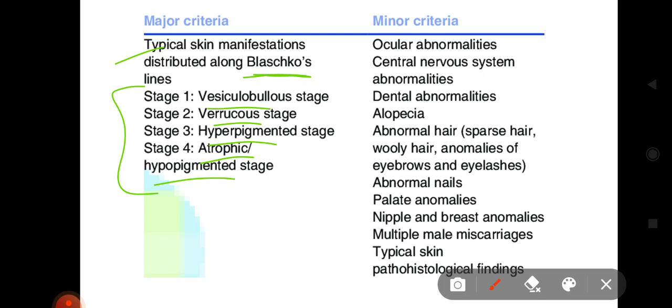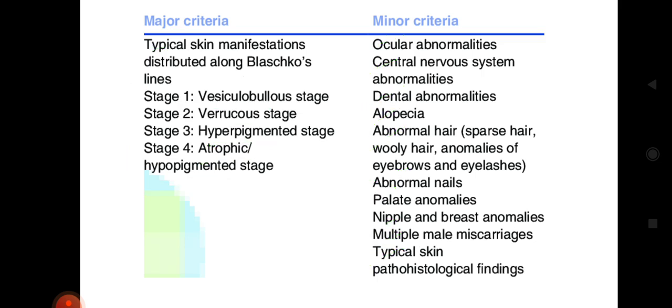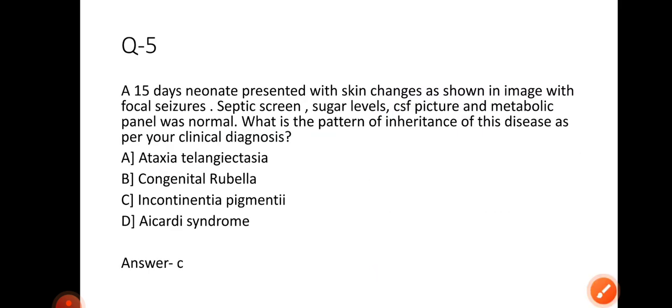And the minor criteria, what are the other abnormalities we can see? Ocular and CNS abnormalities, dental abnormalities, alopecia, abnormal hair and palate abnormalities, abnormal nails, nipple and breast anomalies, multiple male miscarriages, and typical skin pathological findings. So these are the major and minor criteria.